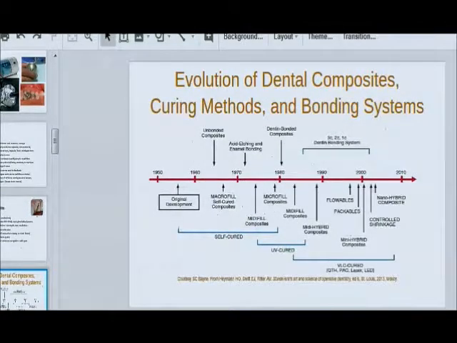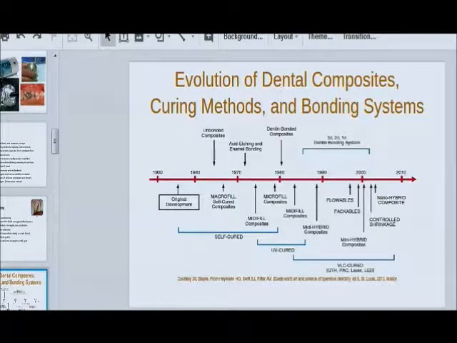Some dentists will like to talk to you about the evolution of composites. And what's important about this to know is that they weren't invented until 1950. And then they've gone through many changes as scientific knowledge has expanded, so has our materials. And so now there are really sophisticated materials out there that can be used to restore teeth with.